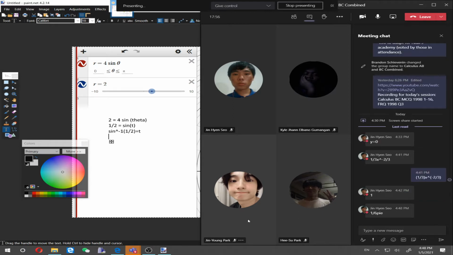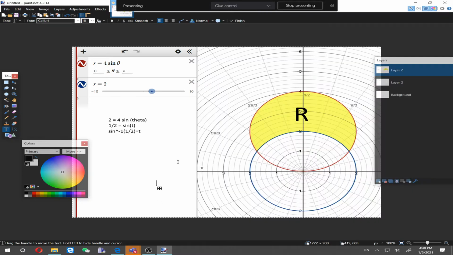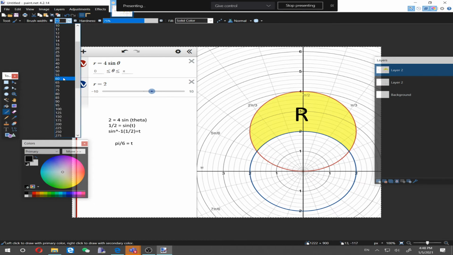1/6 times pi. Okay, cool. So that's pi over 6. Pi over 6 is the first angle we want. So that means pi over 6 is going to be our first intersection point, where these two are equal to each other. However, Eric, we don't just have one intersect, we've got two.